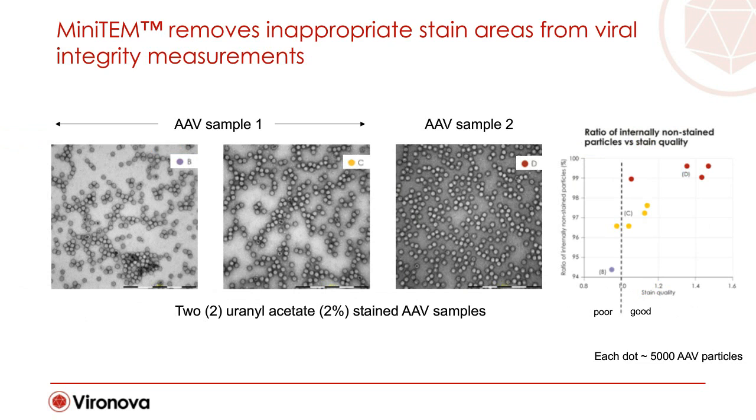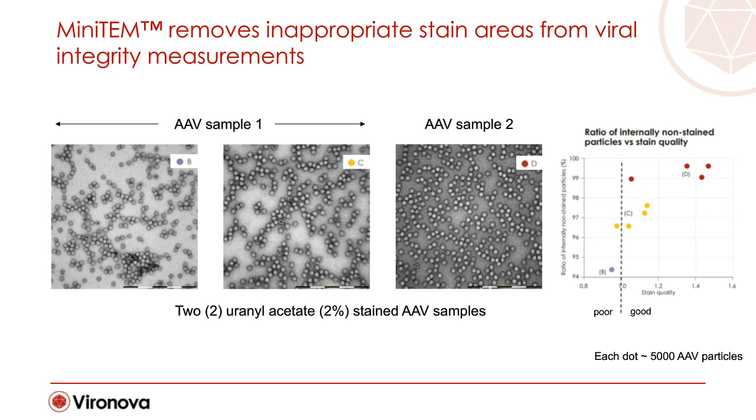Since the preparation procedure of samples can affect the particle integrity, both stain selection and stain quality of the grid areas are critical factors for accurate viral particle integrity measurements in transmission electron microscopy.